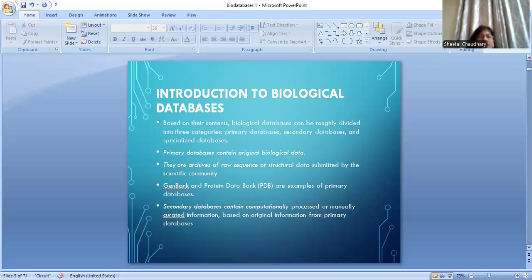Introduction to biological databases. Based on their content, biological databases can be roughly divided into three categories: primary databases, secondary databases, and specialized databases. Primary databases contain original biological data. So huge amount of original biological data is present in primary databases. They are archives of raw sequence or structural data submitted by the scientific community. Primary databases consist of the raw sequences and structural data system. GenBank and Protein Data Bank are examples of primary databases.